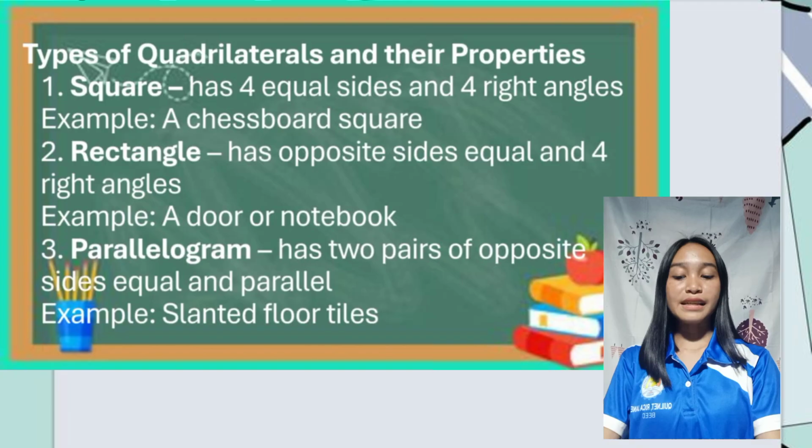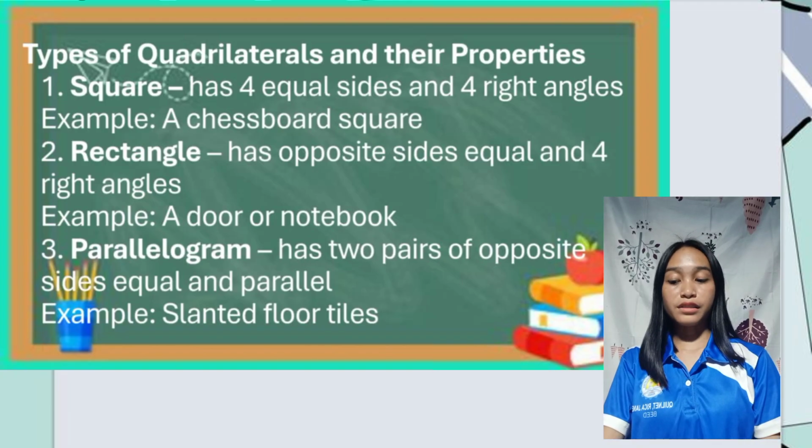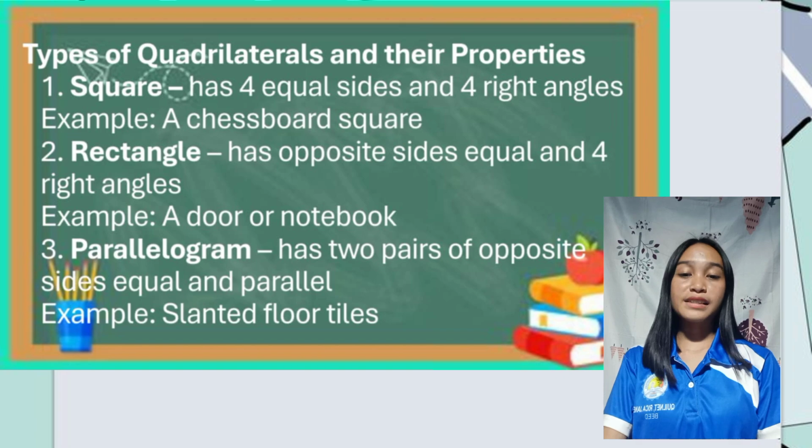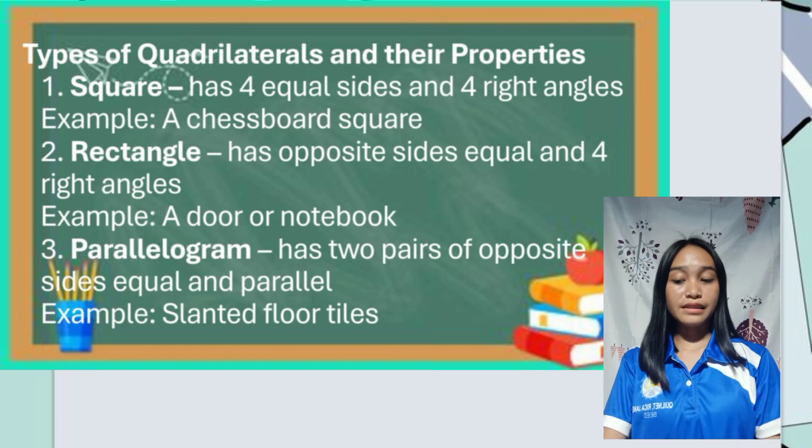It has opposite sides equal and 4 right angles. Opposite sides are parallel. For example, a door or notebook. Third is the parallelogram. It has 2 pairs of opposite sides equal and parallel. Opposite angles are equal. For example, slanted floor tiles.